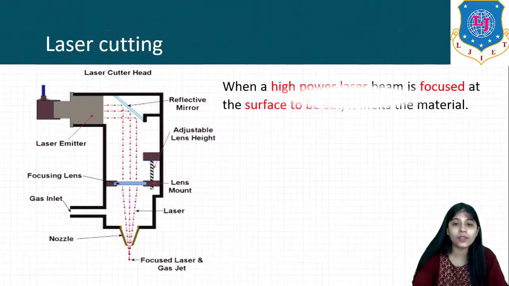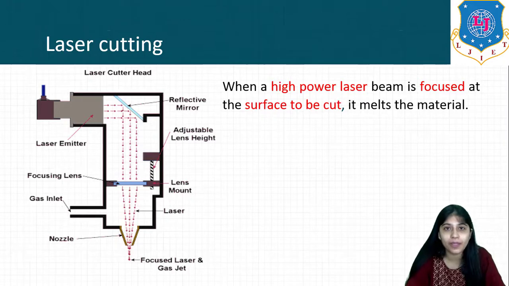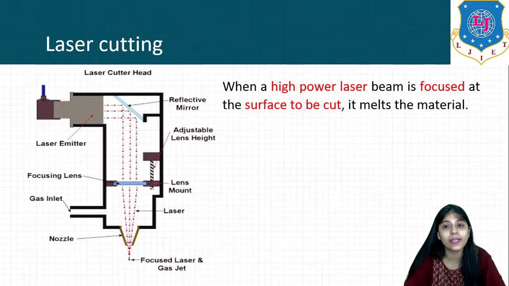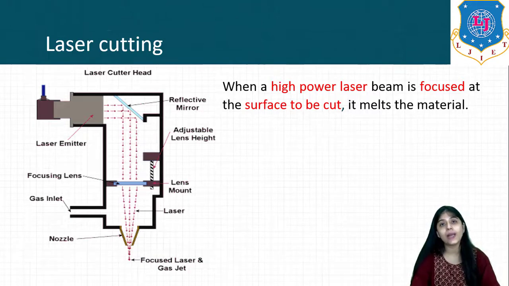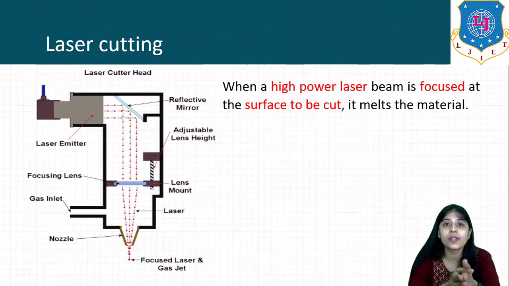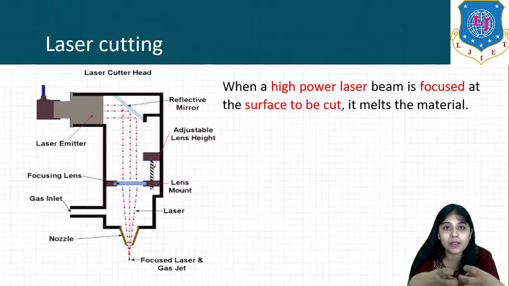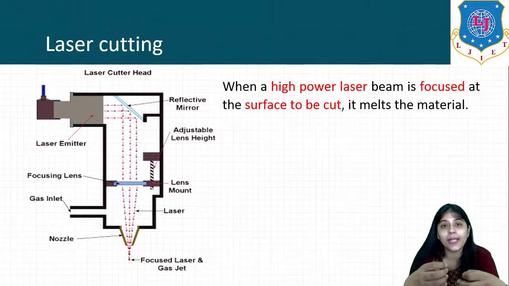Here different gases are used, for example nitrogen, inert gases, oxygen, argon. These types of gases are used to produce combustion. What happens when a high power laser beam is focused at the surface to be cut? It melts the material. In the chamber, through the gas inlet, gas is passed. So when heat is produced and it interacts with the gas, combustion is produced.